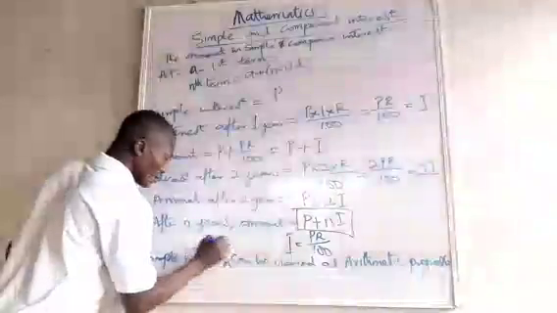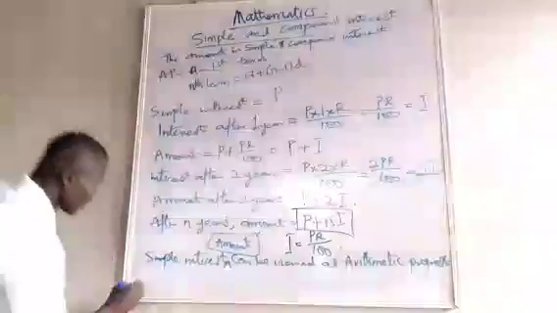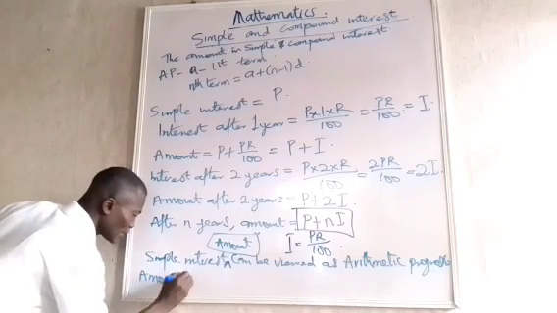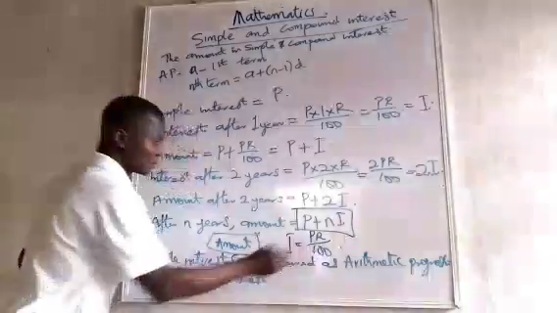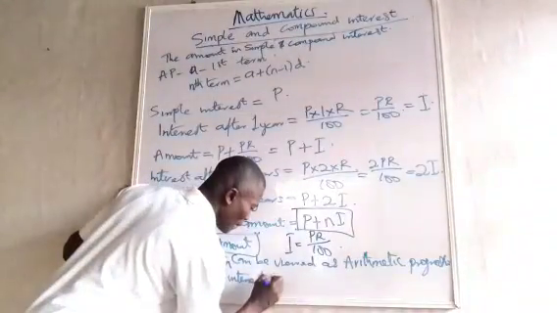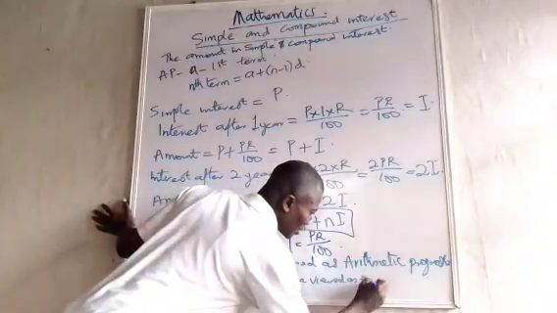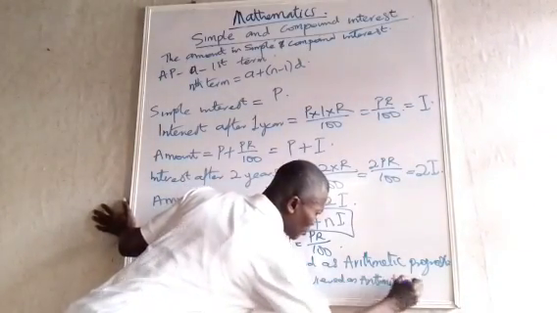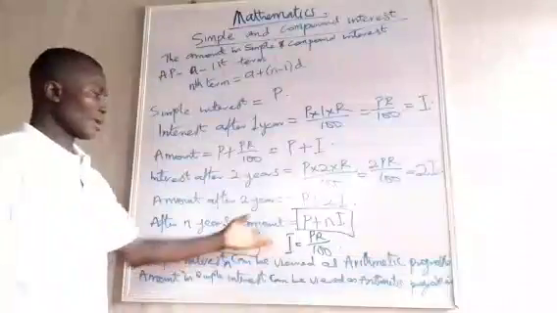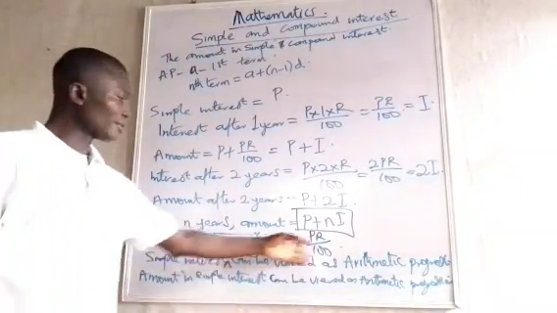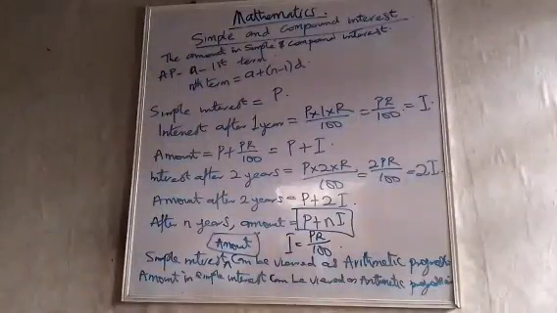I mean simple interest amount, please. Amount in simple interest. Let me put it again. Amount in simple interest can be viewed as an arithmetic progression. So this makes it very easy and fun to handle. Just look at it like that. I is this. After n years, the amount will be this. That's all. Now let's go to compound interest.